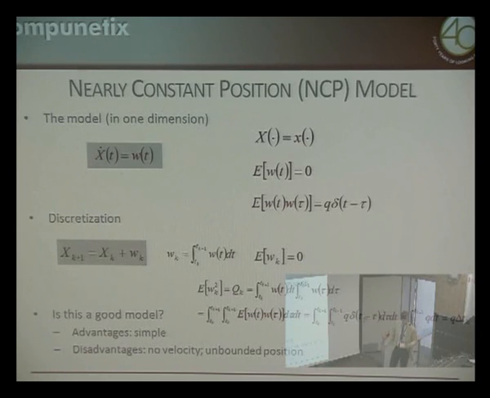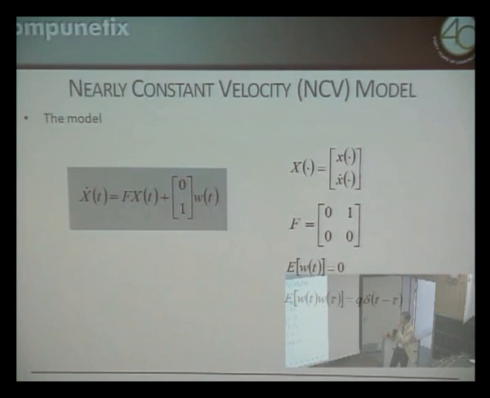Well, it's a pretty simple model. That's good. It doesn't have velocity defined, so if you had an application where you're measuring Doppler, for example, you wouldn't be happy using this sort of motion model. And the other thing is that position grows unbounded over time, which, depending on the application, may or may not be problematic. Okay, so you could say, well, let's make things a little bit more complicated.